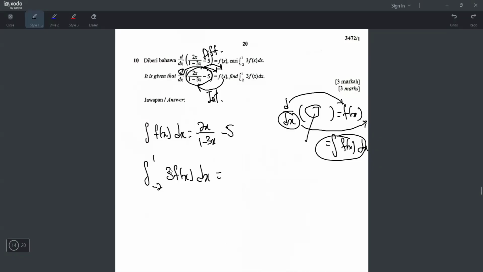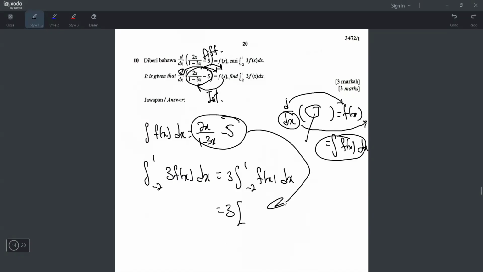So the 3 kacau. So how can we do? Okay, the 3 you can letak depan like this, right? Yeah, you can put it in front like this. If it's times, kalau dia darab lah, kalau dia times relationship, you boleh letak depan. Okay? And then now you can put it in already. Integrate fx dx. See this one? Straight away put it in, right? So masukkan, dia akan jadi 2x over 1 minus 3x minus 5.